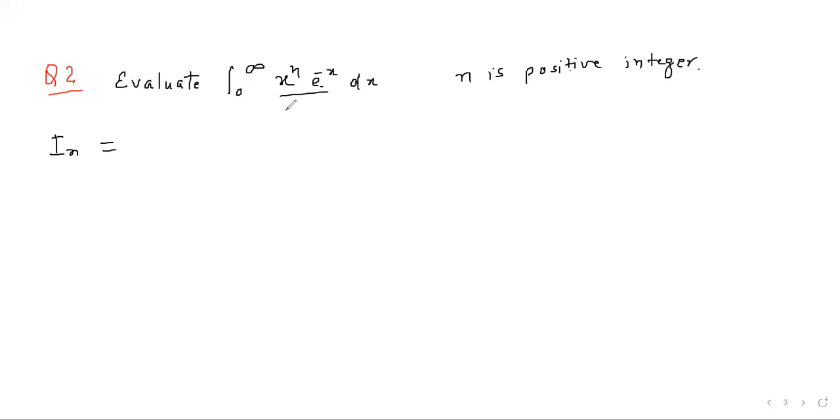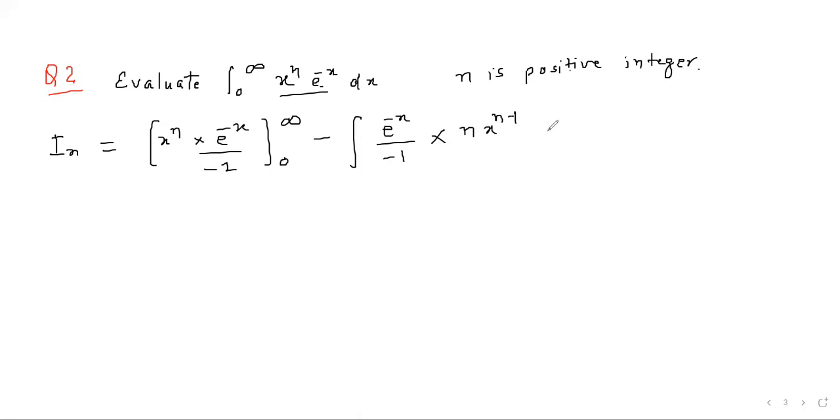So x power n, and integration of this e power minus x upon minus 1, limits 0 to infinity, minus integration of e power minus x upon minus 1 into the differentiation of this, which will become n x power n minus 1 dx, and the limits in both the cases are 0 to infinity.